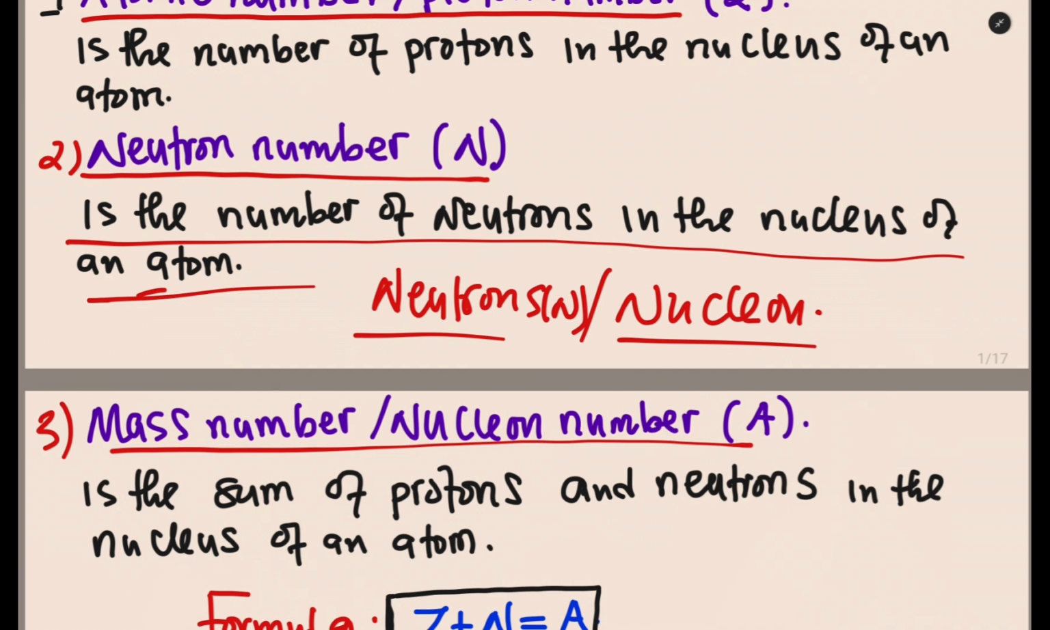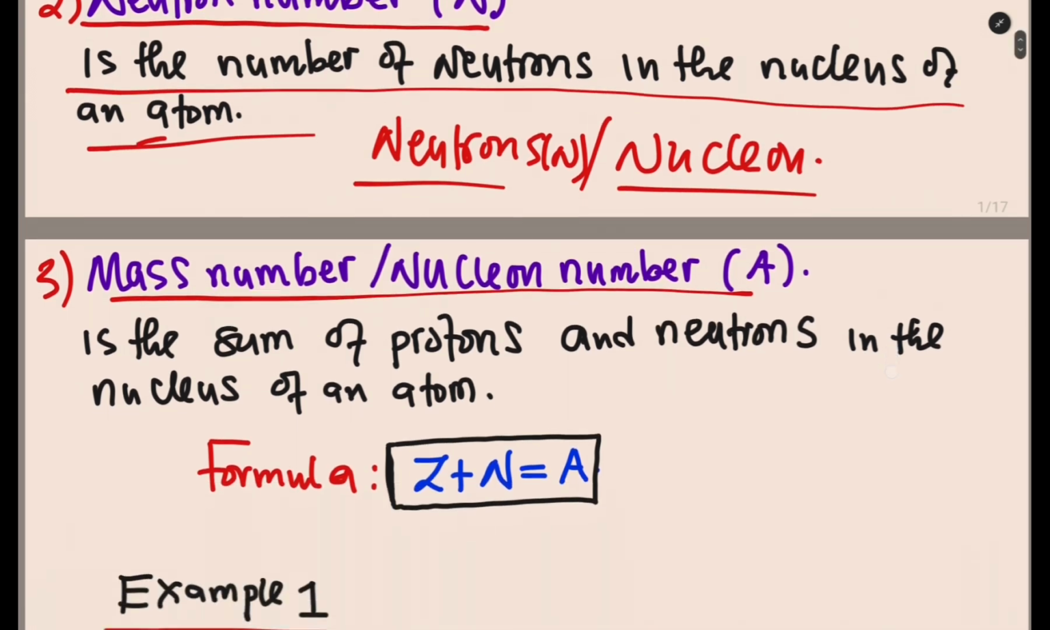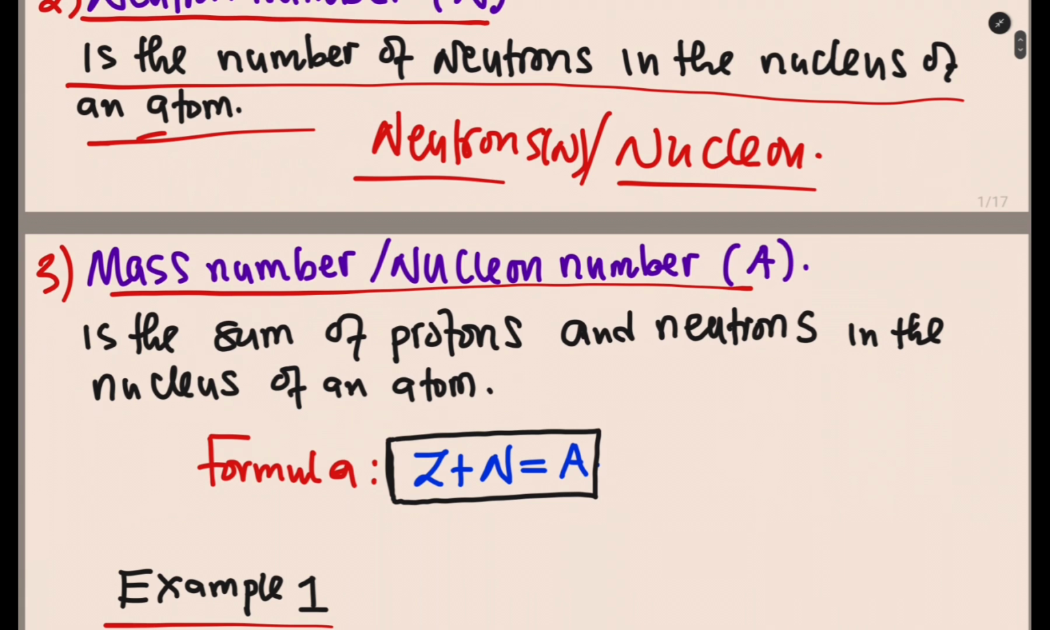Of course, in the recent past papers, you should be able to find these questions. So, mass number is just a sum of protons and neutrons in the nucleus of an atom. The sum of protons and neutrons. Which means when you add protons and neutrons, it gives you the mass number.